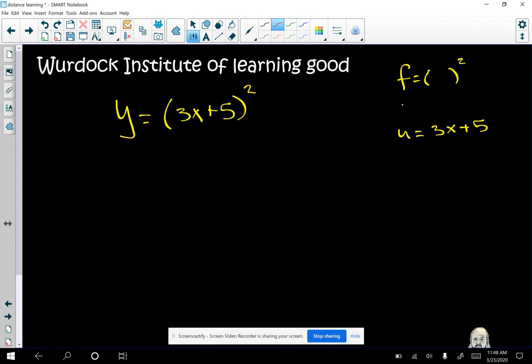Just to practice, if I gave you this expression, and I said, what's the derivative of f? You could say it's 2 times something to the power of 1. Almost identical to if I asked you what the derivative of x squared was. Here the derivative of u is just 3.